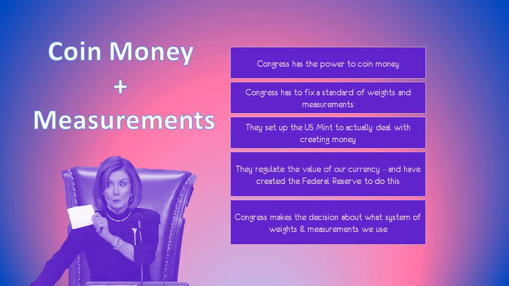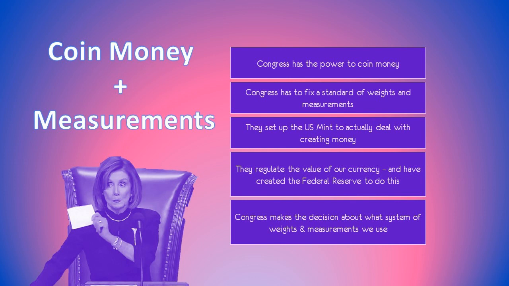Other kind of unrelated random powers of Congress that are in the Constitution together here. Congress has the power to coin money and to deal with measurements. So only Congress has the power to coin money. This makes only the national government have the power to decide the currency of the United States.